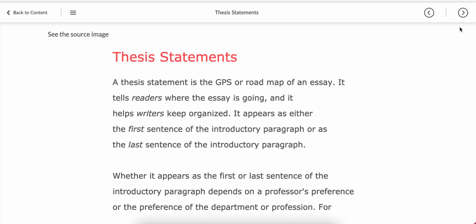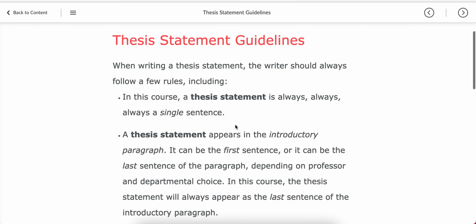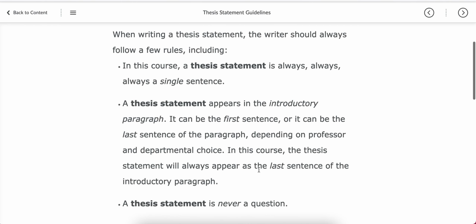And, like the lesson said, it's basically a roadmap of the essay. It just tells readers where you're going to go. Now, thesis statements are always one sentence, topic, and point. Here, it says the first sentence, but in this course, very important, it is the last sentence of the introductory paragraph. I do want to point out that it's very rare that your thesis statement will be the first sentence. Think about why. I'll give you a couple of seconds.